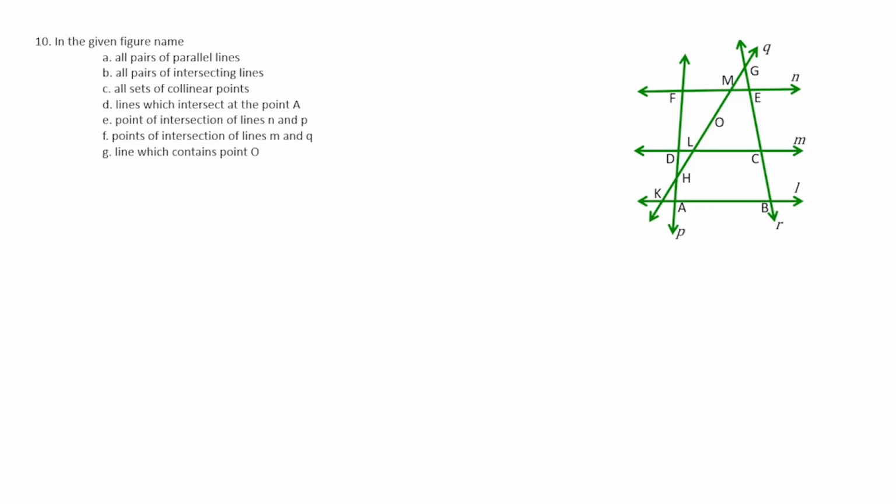So let's start. We have L and M. We have this line L over here, which is parallel to line M, right? So we'll write that L, M. Then we have lines M and N. They are also parallel to each other, right? So we can write that N and M.